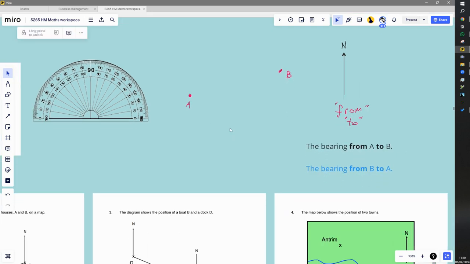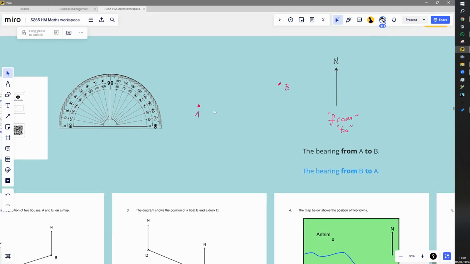So what does that mean? Well, if we go from A to B, then we can imagine drawing a line from there. So if it's going from A to B, or if I'm saying what is the bearing of B, if I'm at A, then it means from A. So it means that I'm standing at A, and what direction is B from where I am.